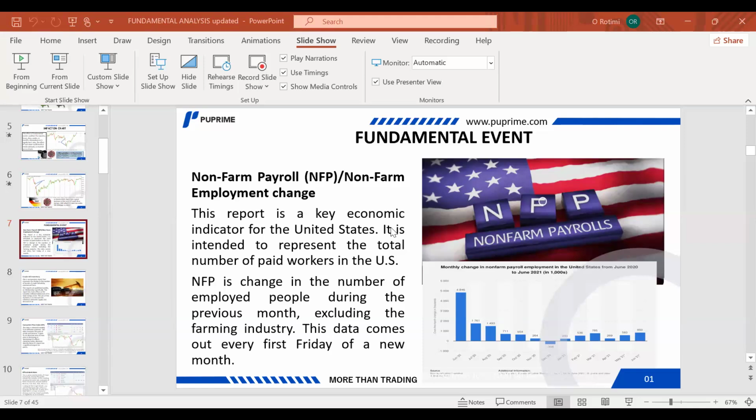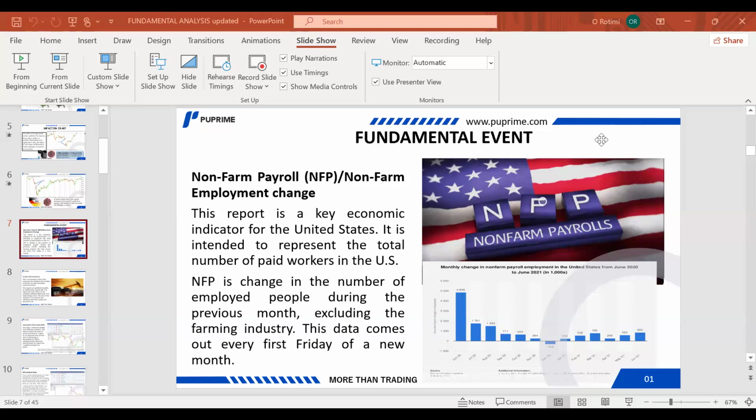So we say that non-farm payroll is a key economic indicator for the United States, which is intended to represent the total number of paid workers in the US. NFP is the change in the number of employed people during the previous month, excluding the farming industry. This data comes out every first Friday of a new month, and it measures the rate of employment in the previous month. And this change in employment could lead to tradable opportunities.